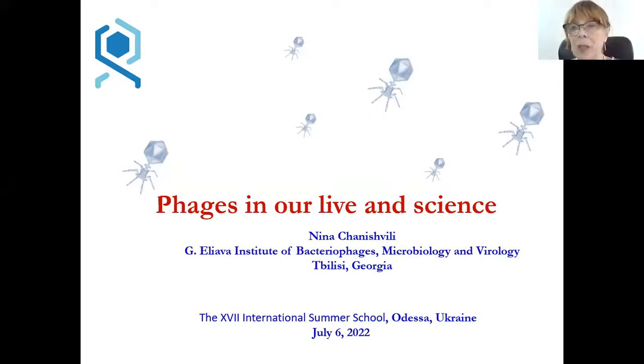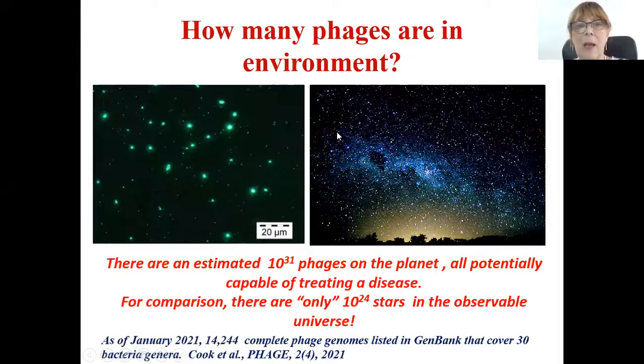So the title of my presentation is Phages in Our Life and Science. I tried to summarize what I know about this and to share with you. So first of all, let's discuss how many phages are in the environment on our Earth. The estimated number of phages on our planet is about 10 to the power of 31, which is much, much more than the stars that we see in our sky. Because the estimated number of the stars that we see is 10 to the power of 24.